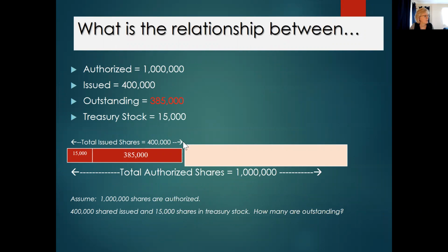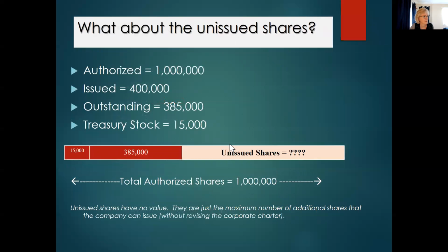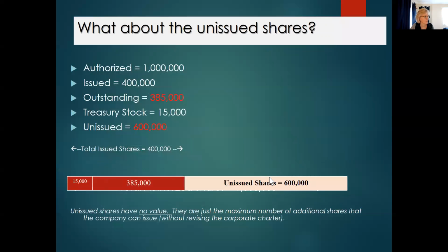Okay. All right. So if you have total authorized shares of 1 million, if you've issued 400,000, the treasury stock that the company has bought back is part of that 400,000. So that becomes the treasury stock, and the outstanding is 385,000. But the issued amount still stays at 400,000. Okay. And this is just unissued shares. There's no value to the unissued shares, but they're available in case the company wants to issue more shares.